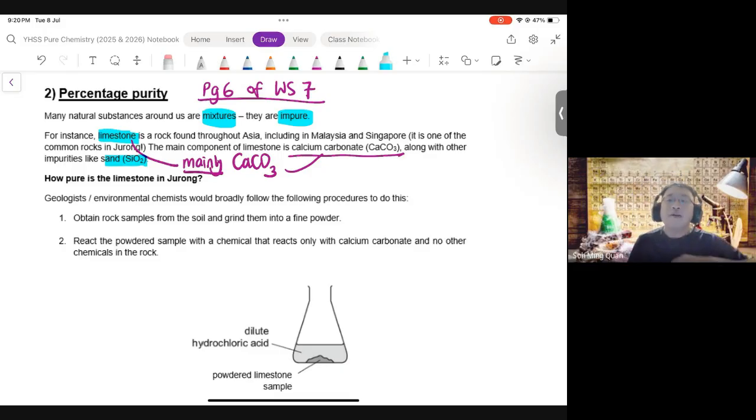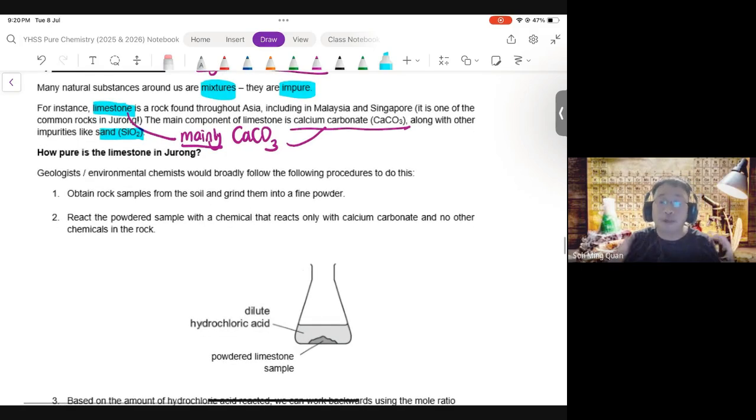All right. So, how will scientists approach this question? How pure is the limestone in Jurong? Is it 80% pure? Is it 70% pure? Or is it even 95% pure with calcium carbonate? To find out the answer to this question, we need to make full use of our knowledge of chemistry.